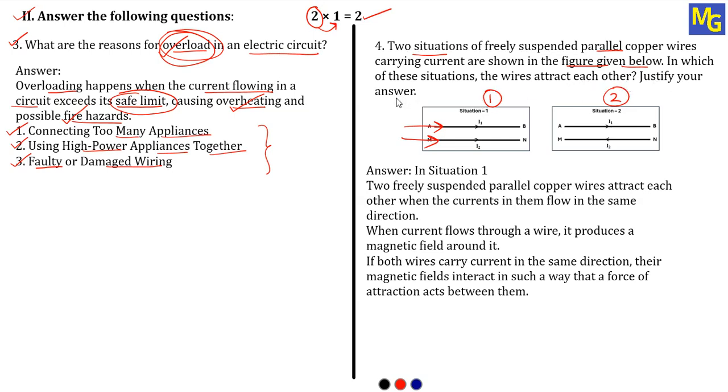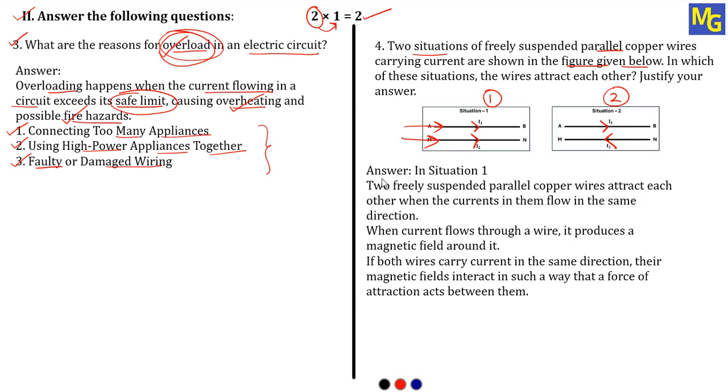Justify your answer. See here, in the first situation, current in both the wires is moving in the same direction. And in the second situation, in wire AB, if the current is moving towards the left, then in wire MN the current is moving towards the right. So here the current is moving in the opposite direction. Now we have to answer the question.